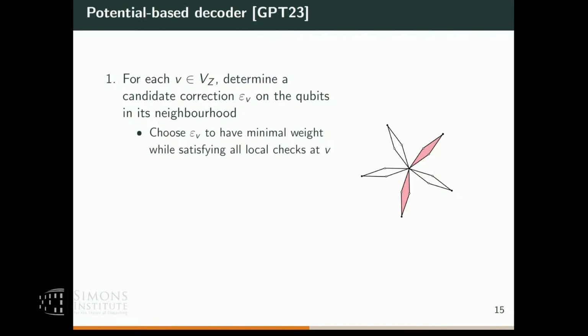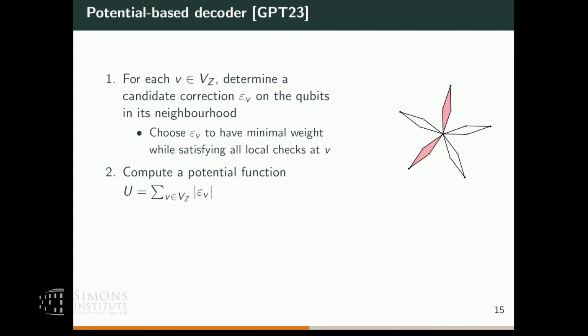Okay. So we compute this epsilon v for every single Z-type vertex, and then we compute the potential function by summing the weights of all of the epsilon v's. For example, this might be one configuration of epsilon v, and then maybe for another vertex, we would have this epsilon v prime, and we sum it up, and it would give a potential function of 4, because this middle qubit here is counted twice.